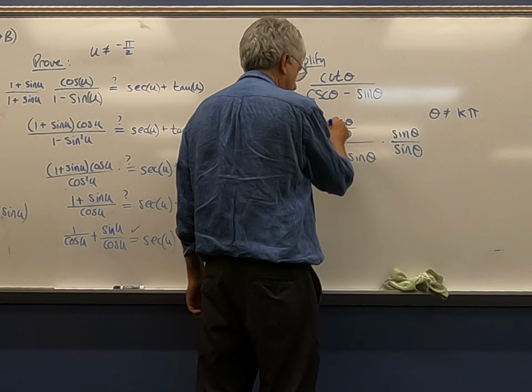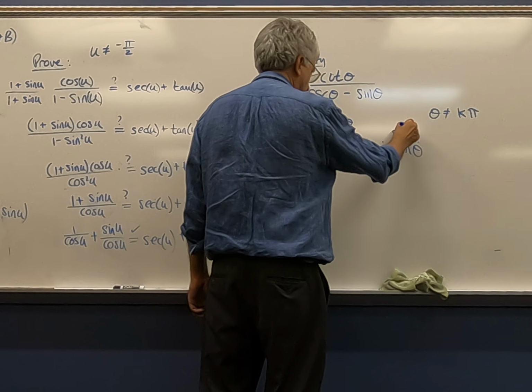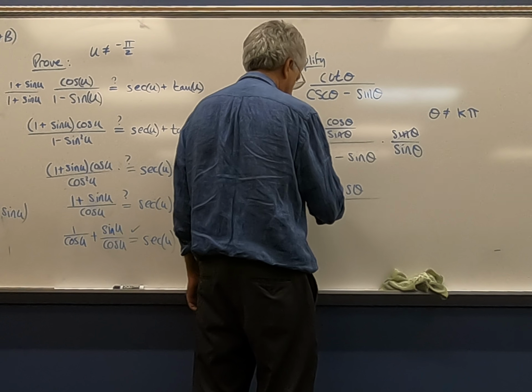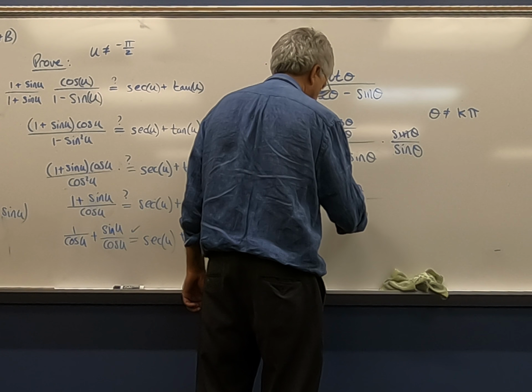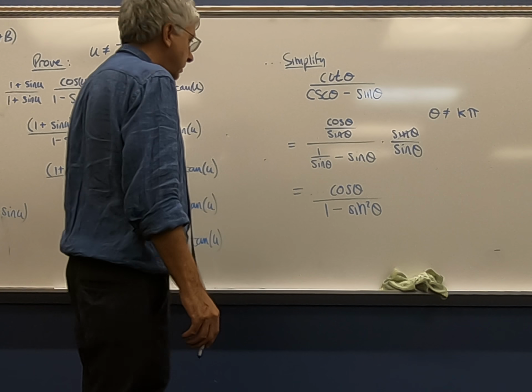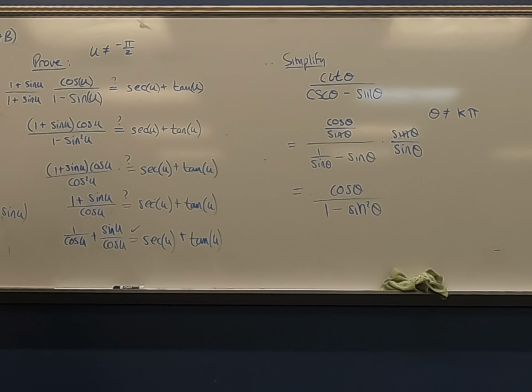Okay, so then what do you get on the top? Well, the sines cancel here, right? And you get cosine. And on the bottom, you get 1 minus sine squared. Are we done? Is that simpler? No, actually, it's still, you know, trig function divided by a difference, right? Maybe it's even worse because one of them is a square.